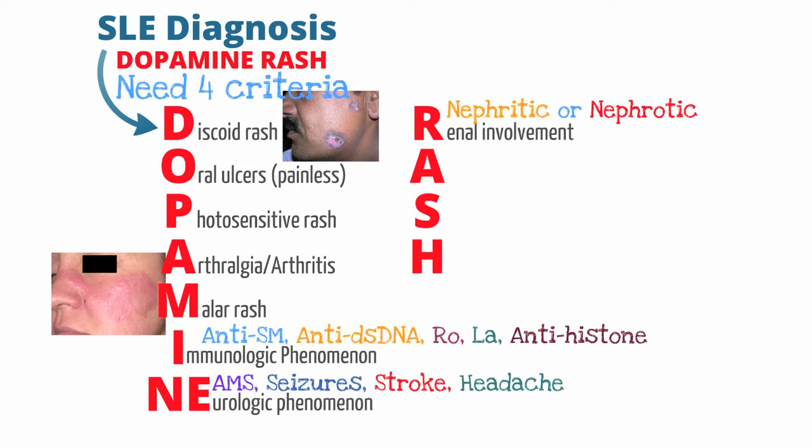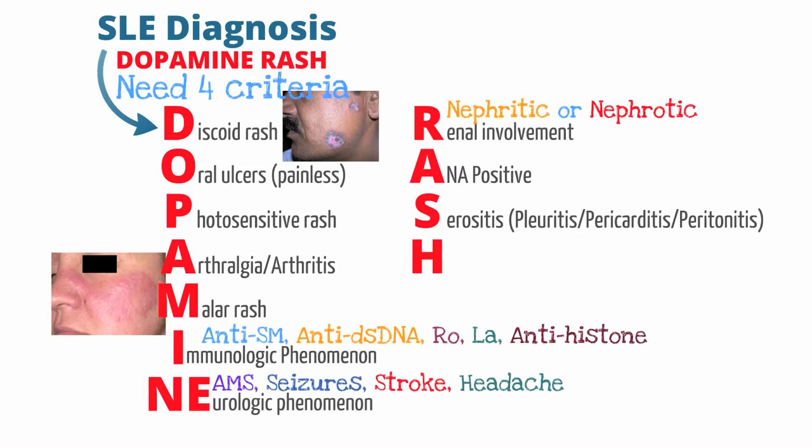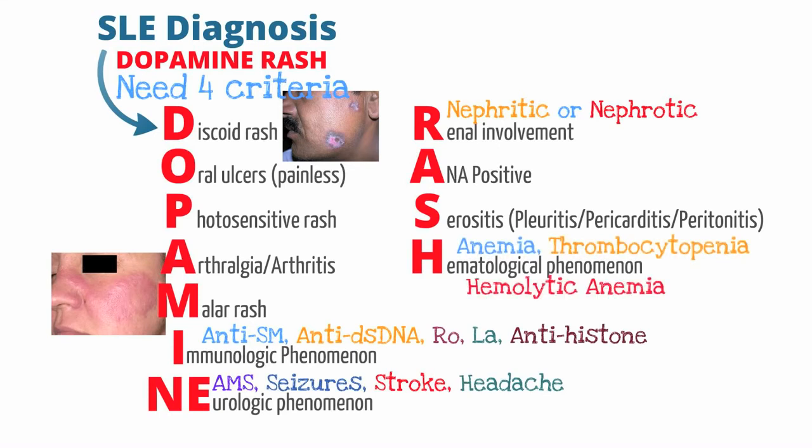One of the classic tests for lupus is ANA, or anti-nuclear antibody. ANA is sensitive but not specific, so a positive ANA does not indicate lupus, and you need to look for other criteria described by DOPAMINE RASH to make the diagnosis. Other symptoms that are seen in lupus are serositis. This includes pleuritis, pericarditis, and peritonitis. Finally, patients can have hematological phenomenon. These include anemia, thrombocytopenia, and hemolytic anemia.